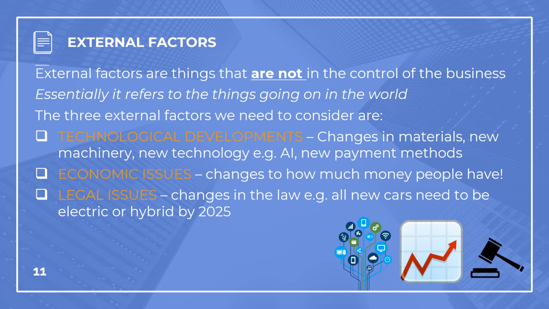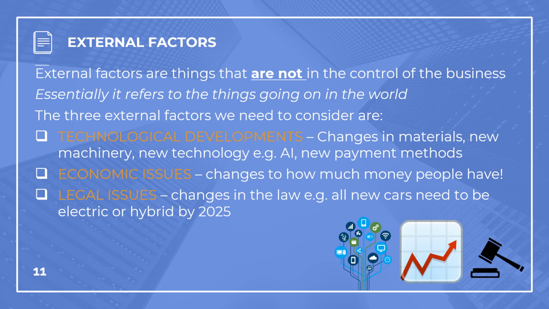Technological developments means when something changes in materials. For example, a new plastic becomes available, a new metal, or it could be that there's a massive shortage. At the moment, I know there's a shortage in CPUs available, and a lot of car industries are finding that difficult. New machinery might become available, so you need to change your business in some way. And things like new technology, so artificial intelligence is starting to have a big impact. Things like new payment methods where people can pay for things on the phone. You need to make sure that you keep up with how things are changing in the world.